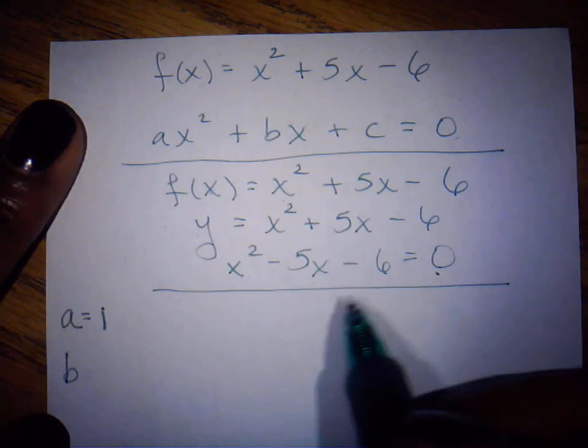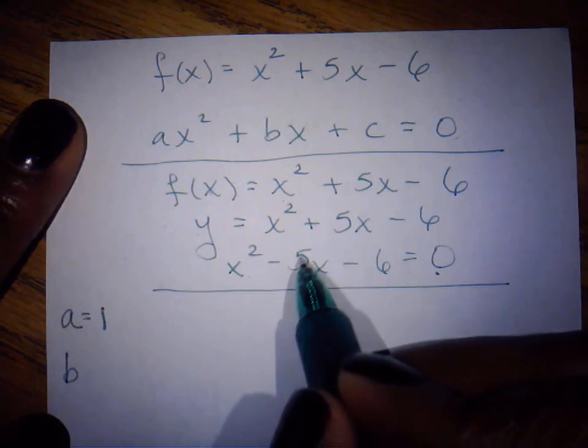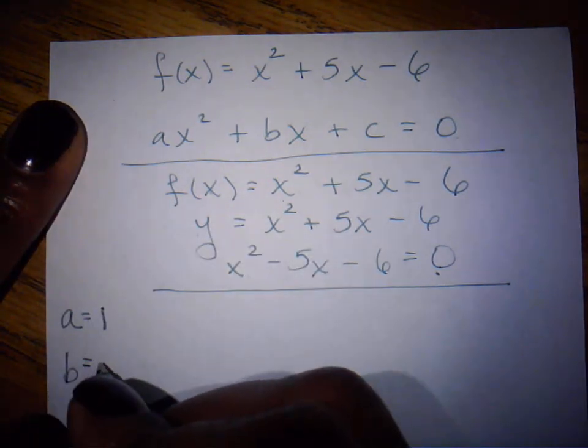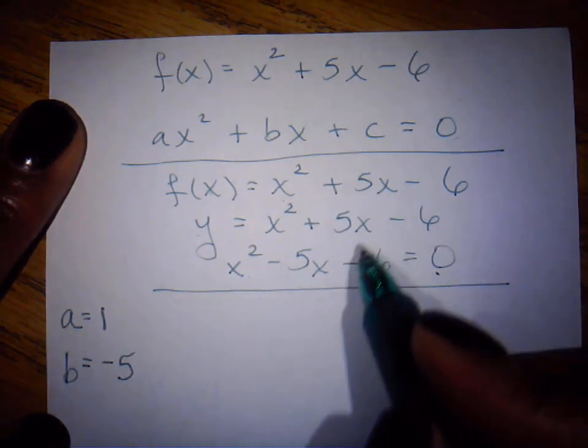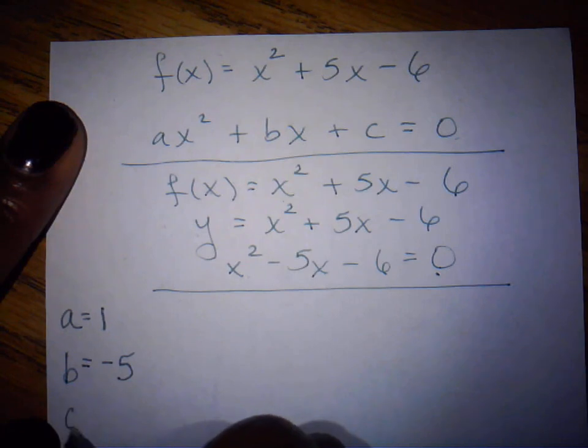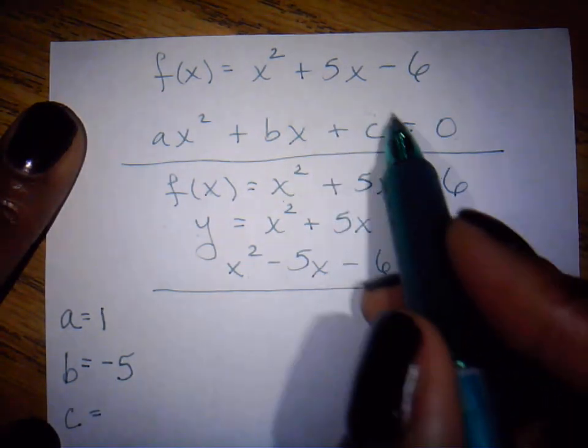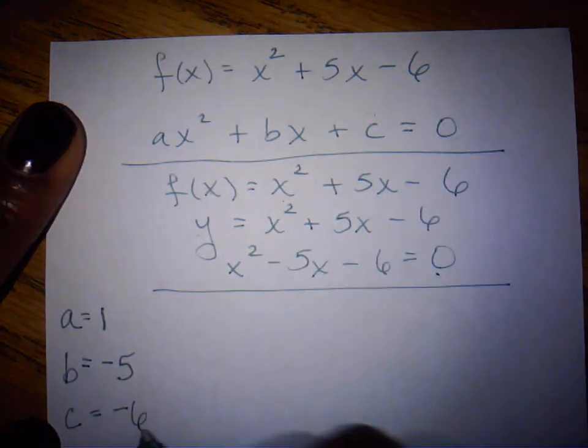Your b value is the number that's in front of x. In this case, it is negative 5. And your c value is the number that sits here. Make sure that you include the sign. Our c value, remember the constant value that sits here, is negative 6.